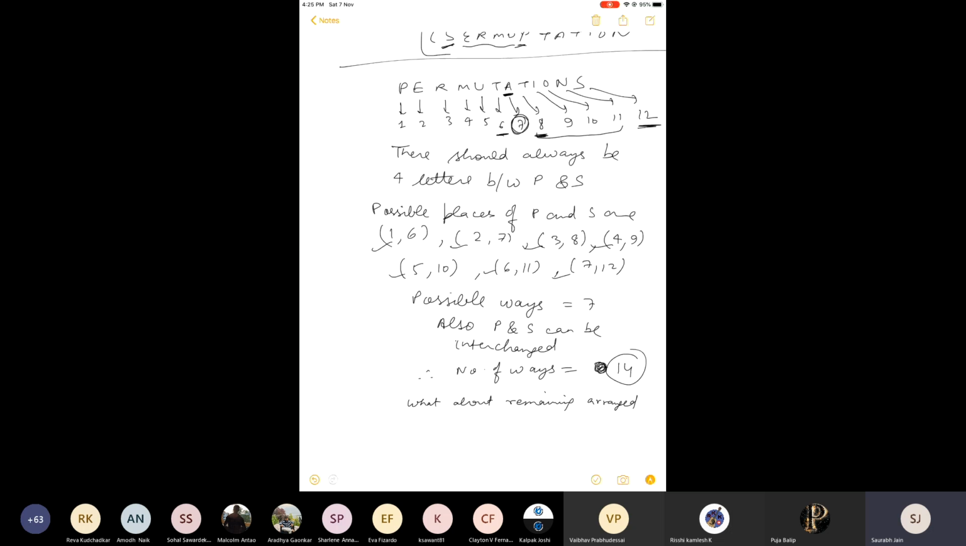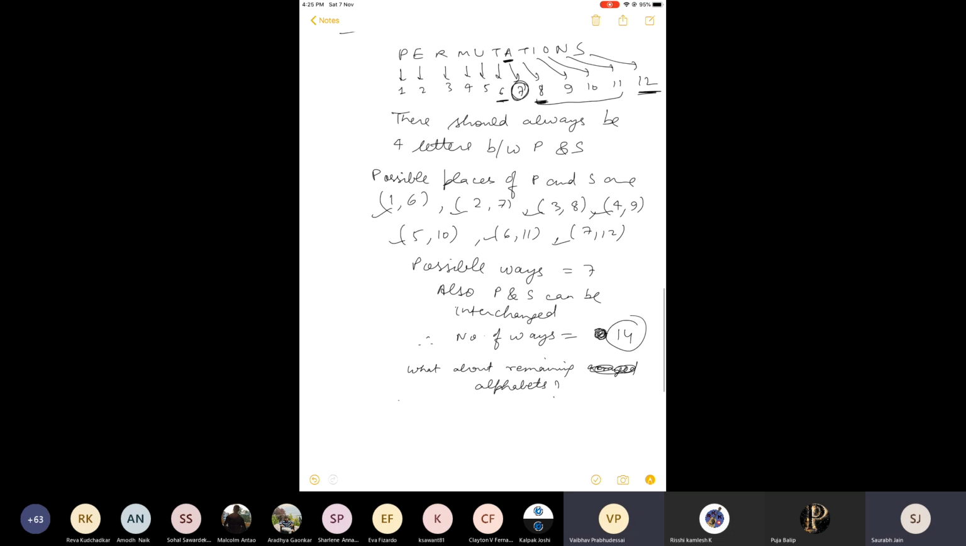Now I said P and S are okay. Now what about the remaining 10 positions? There we have 10 alphabets. You said that you can arrange them in 10 factorial ways, but there is a slight mistake. T is twice, no? Yes, right. So they can be arranged in how many ways? 10 factorial by 2 factorial. Because see, there are two T's, right? That is why. Otherwise, your answer 10 factorial was correct. Now, finally, total arrangements.